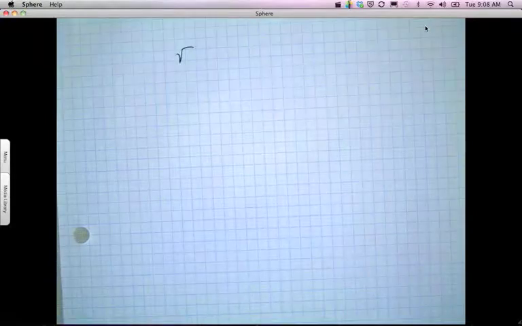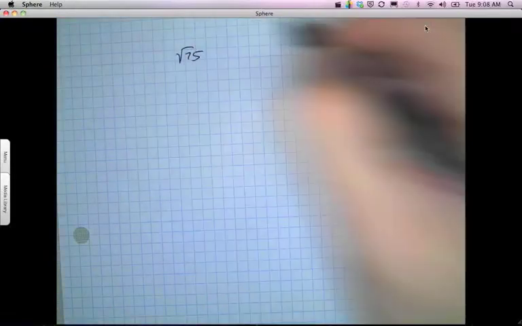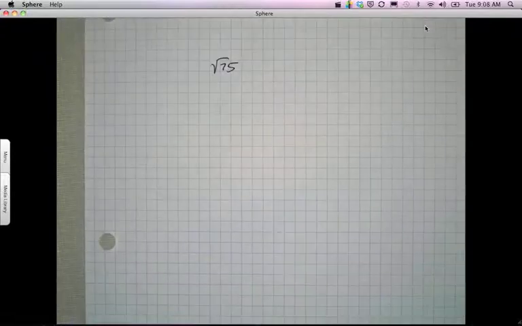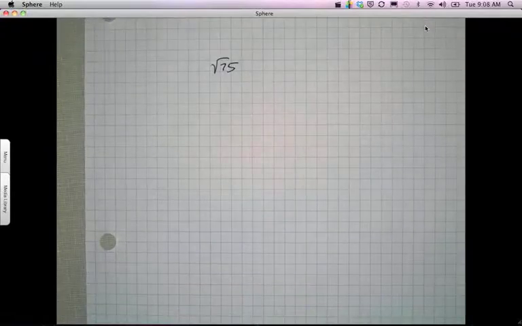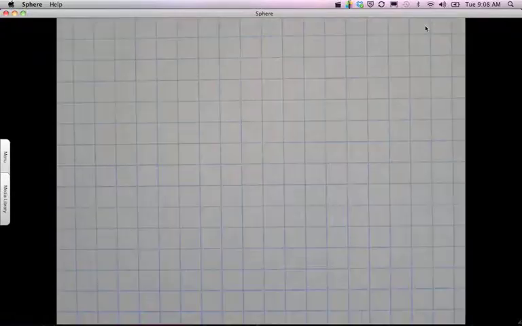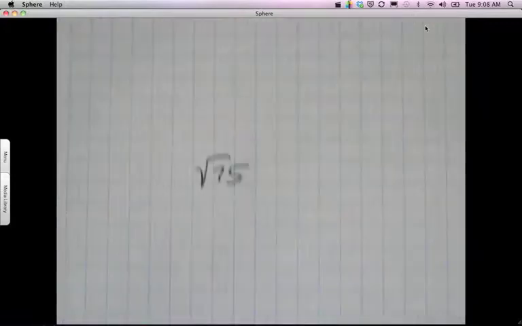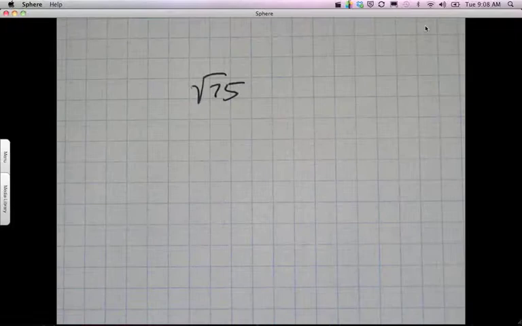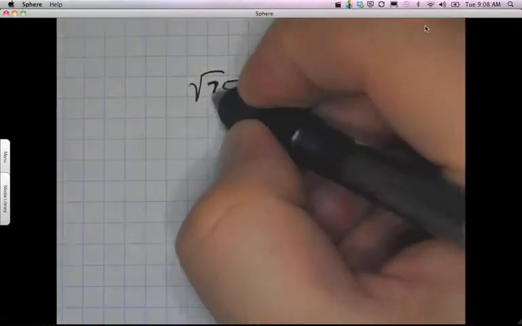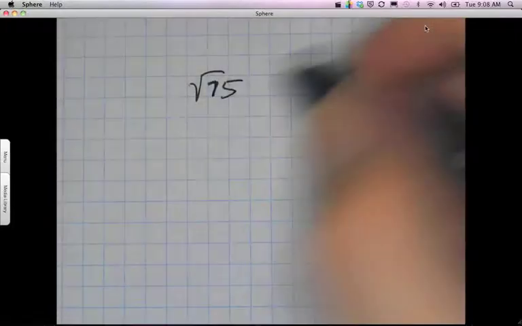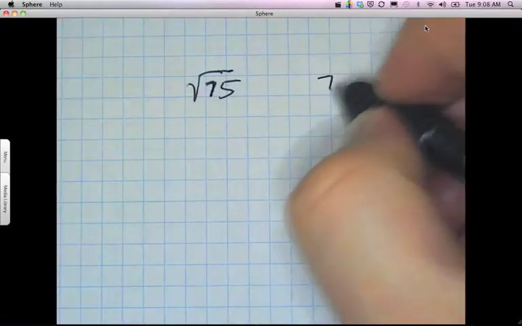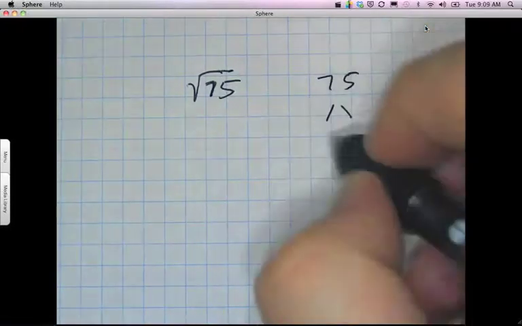I need to adjust this. If you have the square root of 75, let me zoom in a little bit, that way I can get big on this stuff. Okay. Whoa. That's huge. Alright, if you have something like the square root of 75, the simplest way to start is to factor this number entirely first. So I'm off to the side, I'm going to write 75, and then I'm going to factor it completely.